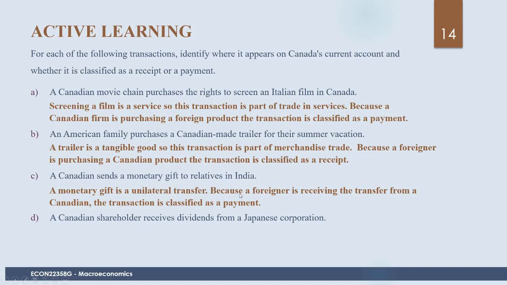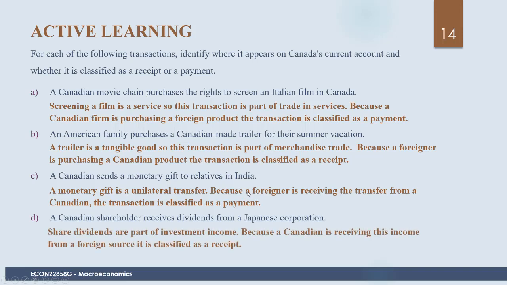The next one says a Canadian shareholder receives dividends from a Japanese corporation. So hit pause and try and think of the answer. Okay, I'm back. And so clearly here we have an inflow, right? We have a Canadian getting money from abroad. And so here you're having dividends. So this is investment income for a Canadian resident. And so we would consider this a receipt. And again, these are all under the current account.